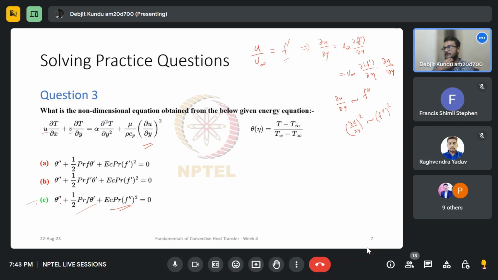And this θ double prime would come from this diffusion term, which has ∂²T/∂y². The viscous dissipation term would have Eckert number and Prandtl number in front of it, and that doesn't matter. Functionally it would depend on f'' whole squared, as we can estimate from here. So from a simple visual inspection, I can guess which one would be the correct answer. You understood the trick, right? Any questions regarding this?